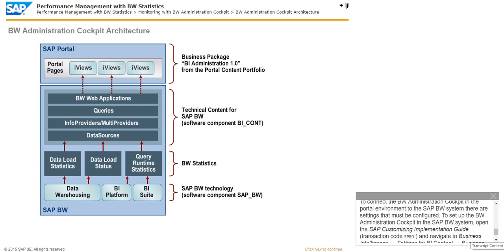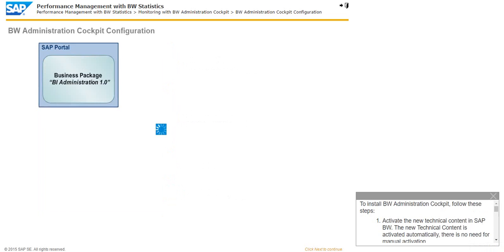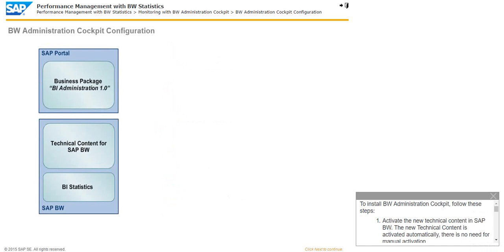To set up the BW Administration Cockpit in the SAP BW system, open the SAP Customizing Implementation Guide using transaction code SPRO and navigate to Business Intelligence, Settings for BI Content, Business Intelligence, BI Administration Cockpit. To install BW Administration Cockpit, follow these steps.